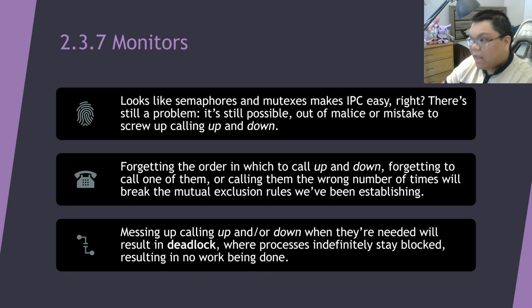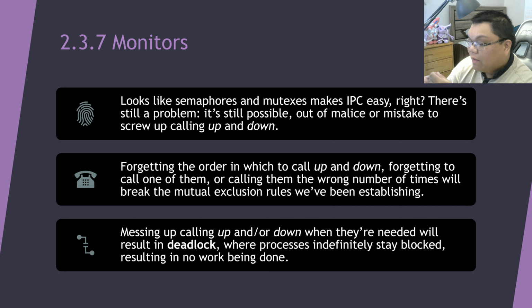So, looks like semaphores and mutexes make inter-process communication easy, right? Well, there's still a problem. It's still possible to screw up calling up and down. We might call it the wrong number of times. We might call it in the wrong order. Or we might just forget to call one of these functions at all. If we do that, then we break our mutual exclusion rules that we've been trying to establish.